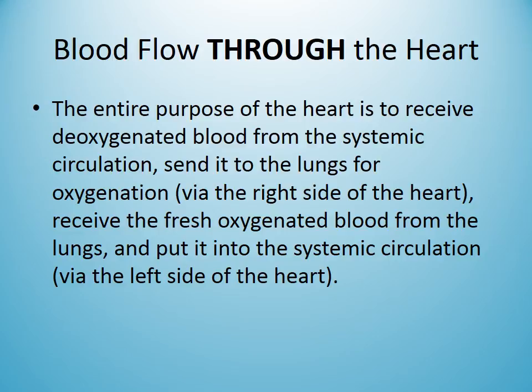They receive the fresh oxygenated blood from the lungs and put it into the systemic circulation via the left side of the heart. And then once it's gone through our whole entire body and supplied our body with oxygen, the deoxygenated blood will find its way back to the heart, and this cycle will continue all over again. Amazingly enough, when you think about it, your heart as an adult human typically does this 80 times in 1 minute. So it's quite impressive.